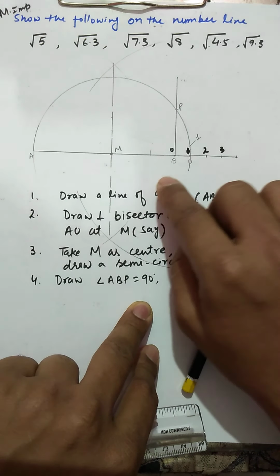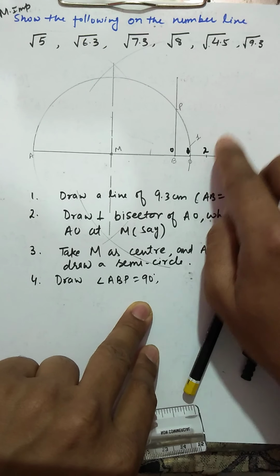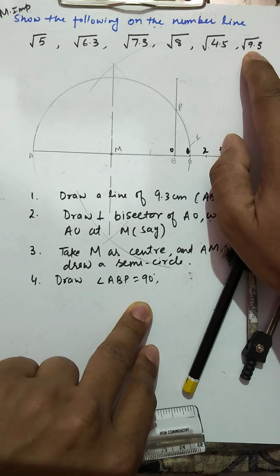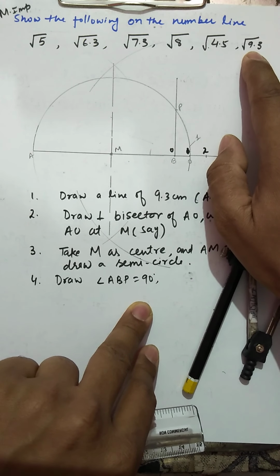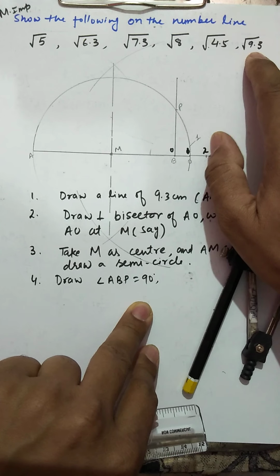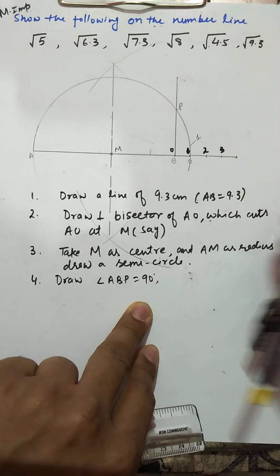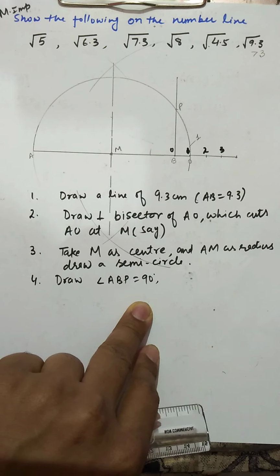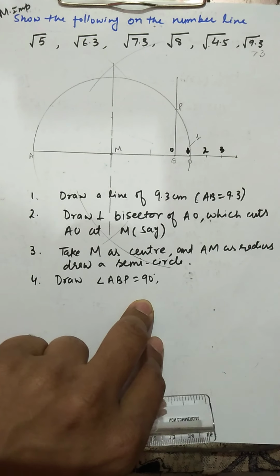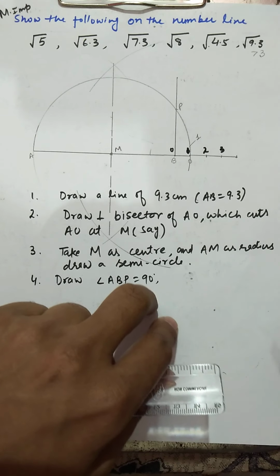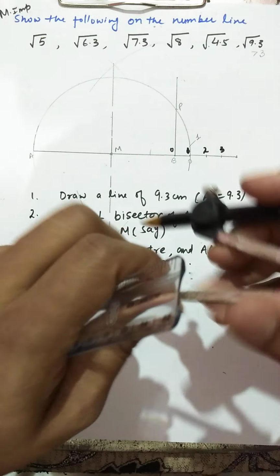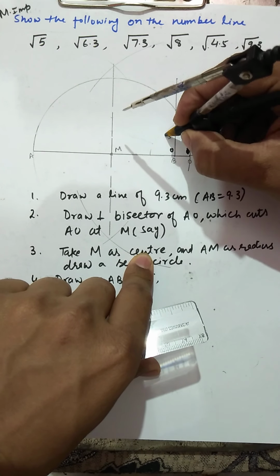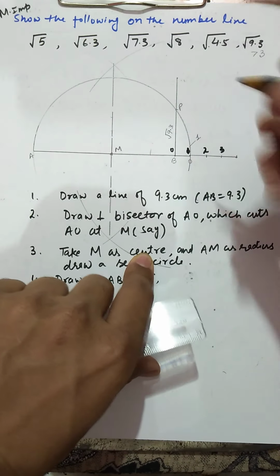Now our number, wherever it will be on the number line, you know that if it is 9, then it is exactly 3. If it is 9.3 means more than 3. So that number on the number line will be coming at more than 3. So you remember the basic thing. Now how to show it on the number line? Actually that BP distance is your root 9.3.